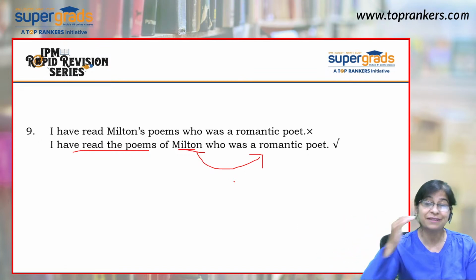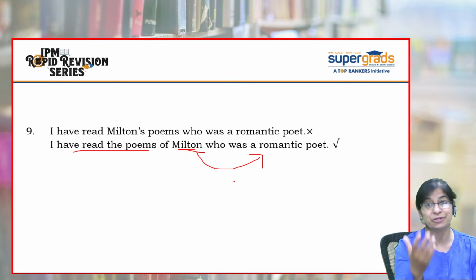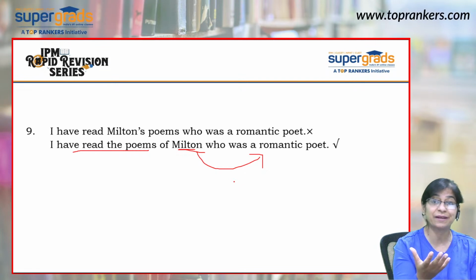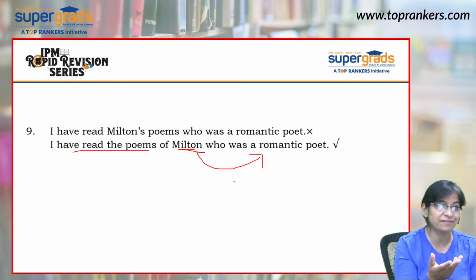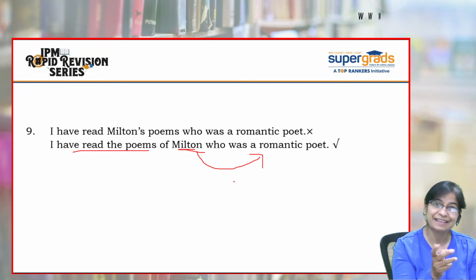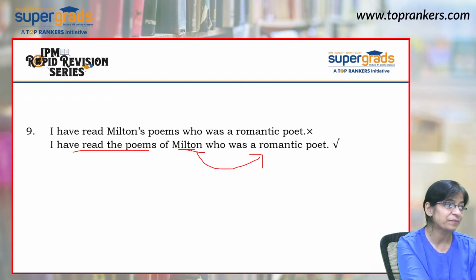If I just say huge mansion, that may not be so useful for you. But this is your level. This is what you get to see in the exam. This is where there'll be an error and they'll ask you to spot it. And you'll say, oh, what is wrong with I have read Milton's poems, who was a romantic poet. But now you know that there was a problem of misplaced modifier in the first sentence. Now let's look at another example.